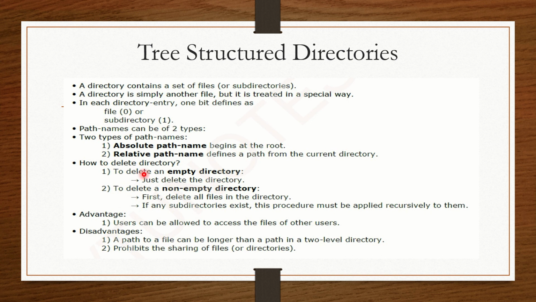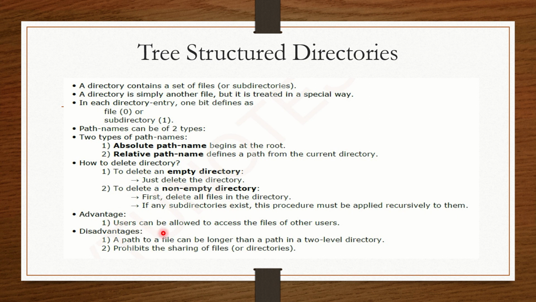How to delete a directory, you will be knowing, right? If the directory is empty, you can just delete that directory. If you want to delete a non-empty directory, what do you have to do? First, you have to delete all the files in the directory. Then if any subdirectories exist, this procedure must be applied recursively to them. You have to go inside those subdirectories and delete them, and only at the end can you delete the main directory, if it is a non-empty directory.